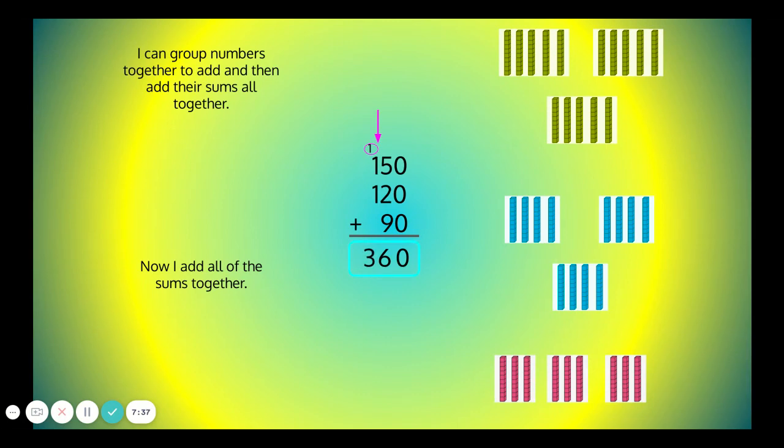Well, my original quick estimate was 400. The rounded estimate is 360.